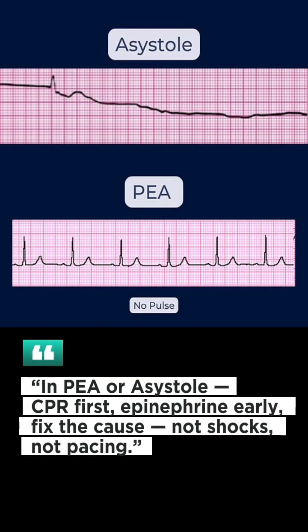So in PEA or asystole, CPR first, epinephrine early. Fix the cause, not shock, not pacing.